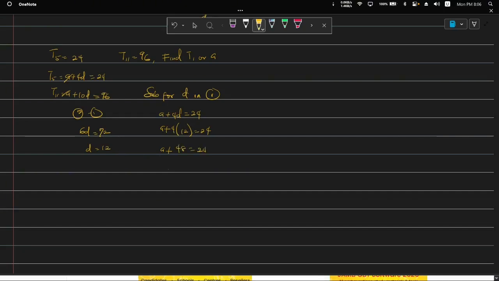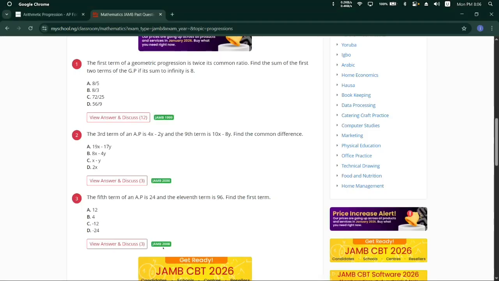So take it to the other side. I'm going to have a is equal to 24 minus 48, which is going to be equal to negative 24. Do we have negative 24 in the options? Yes, option D.